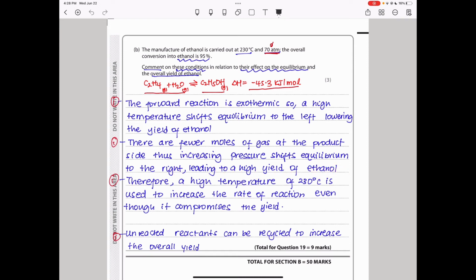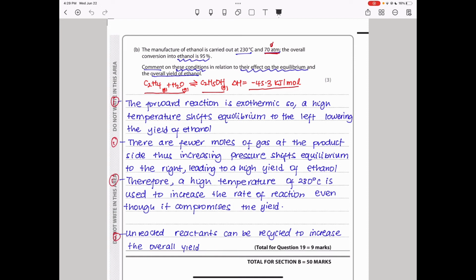That is correct. So I concluded here by saying therefore a higher temperature of 230 is used to increase the rate of reaction even though it compromises the yield. So basically there is a compromise between yield and rate, because let me give an example. A reaction can have maybe a 95% yield, but it's going to take like 24 hours to be carried out. But in industry, we want things to occur really fast, so we increase the temperature, provided we can get the product within a short amount of time, to increase the rate of reaction. Basically, it means a higher temperature can be preferred to get the product faster. Any unreacted substances can be recycled in order for us to get the product we desire within the short time. So here I conclude by saying unreacted reactants can be recycled to increase the overall yield.